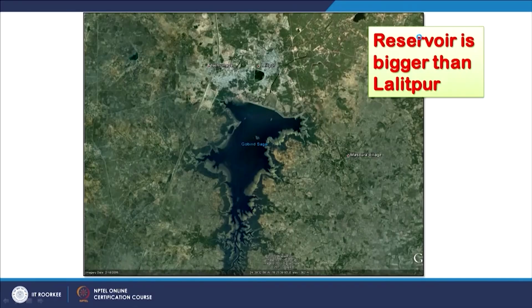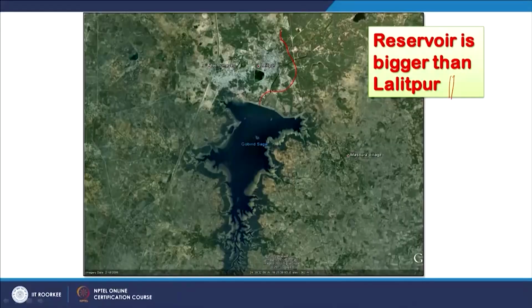And here I would like to spend some time, because this is my hometown in Uttar Pradesh. And this reservoir was constructed more than 60 years back. At that time the population of this town was roughly 35,000. And since then, because of siltation and encroachment, the size of the reservoir has reduced. That means the capacity of holding water has also reduced. But the population in the downstream of the reservoir has increased manifold.